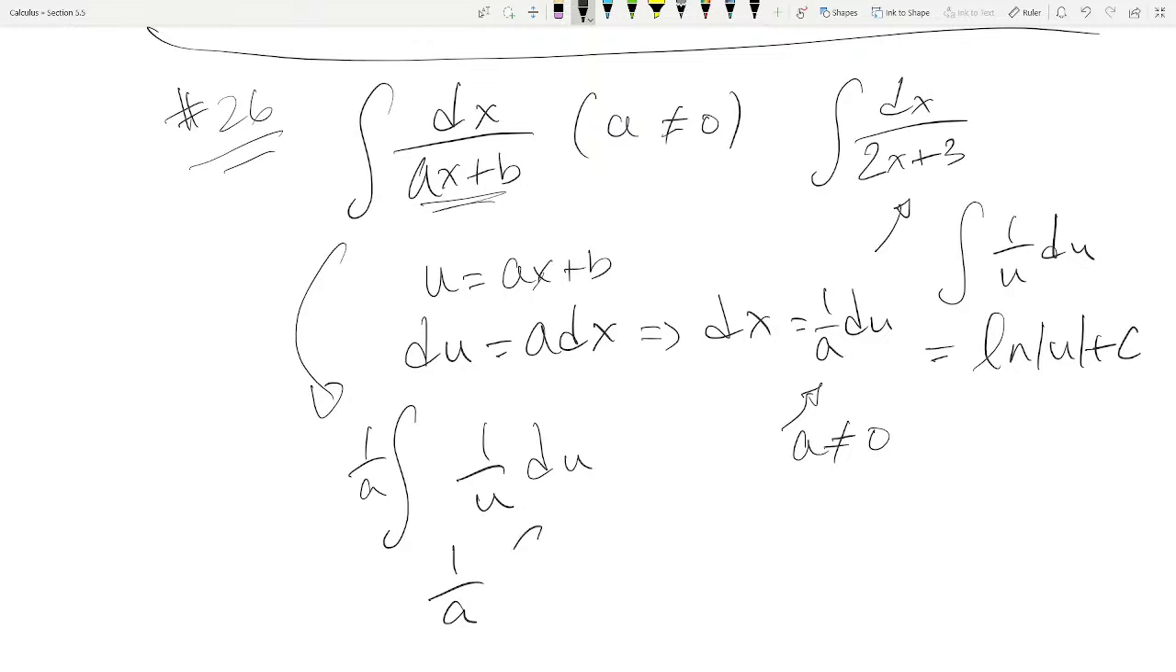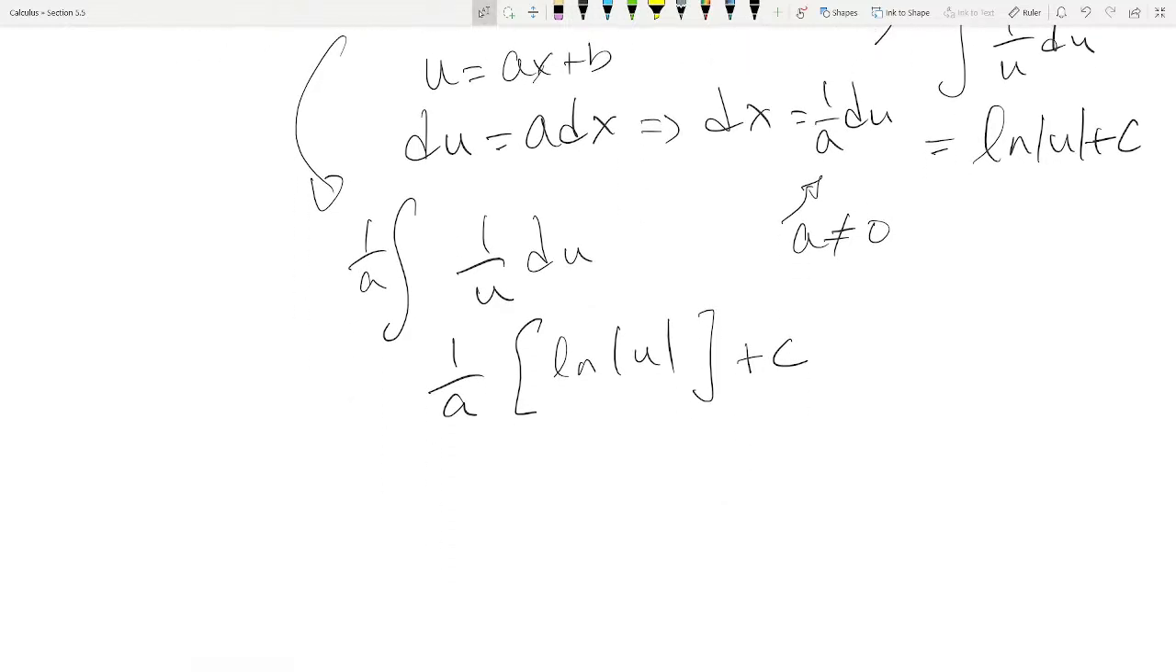Now, 1 over a comes along for the ride. I get ln absolute value u plus c, and then the u is ax plus b. So 1 over a ln absolute value of ax plus b.